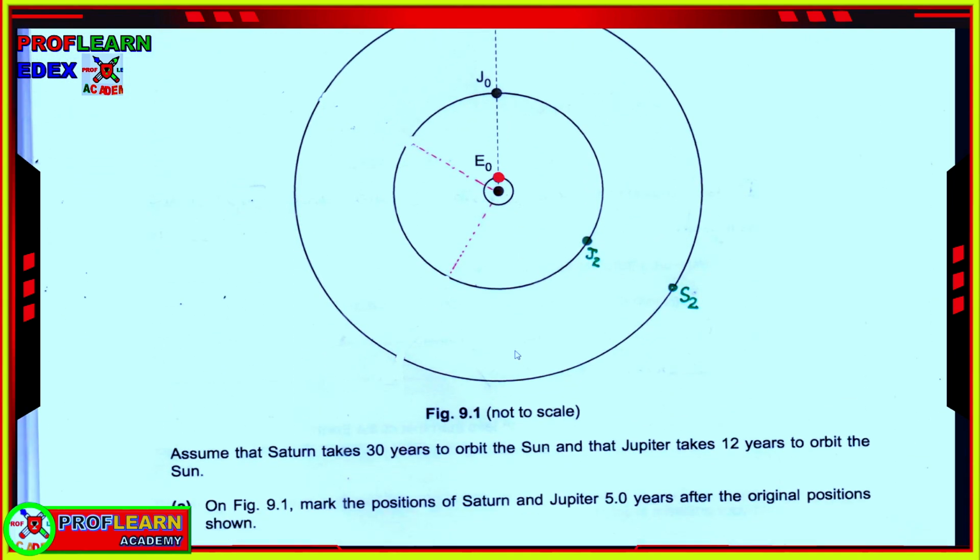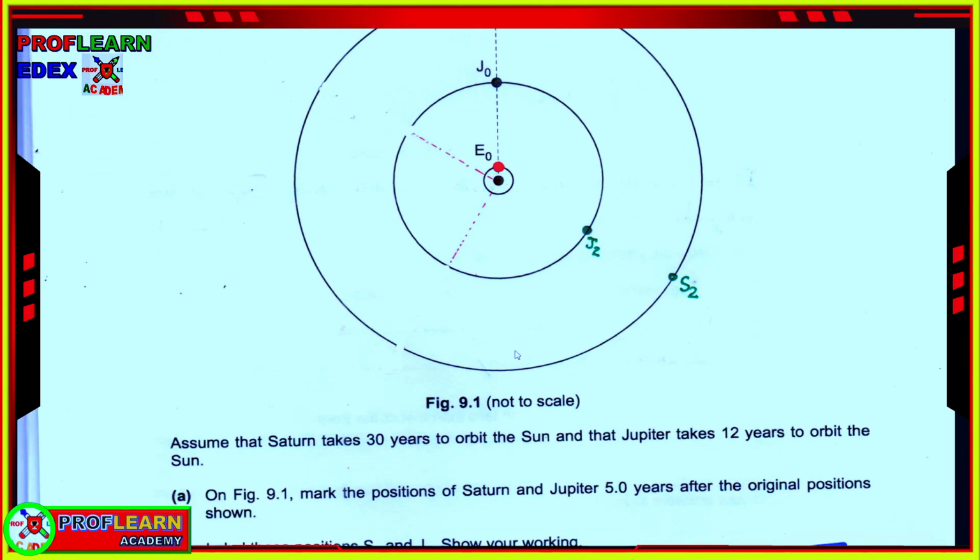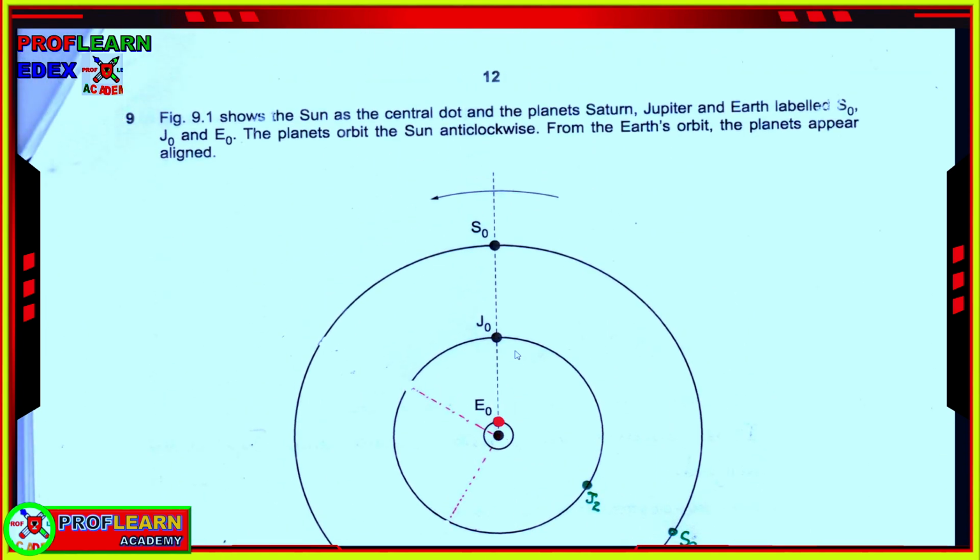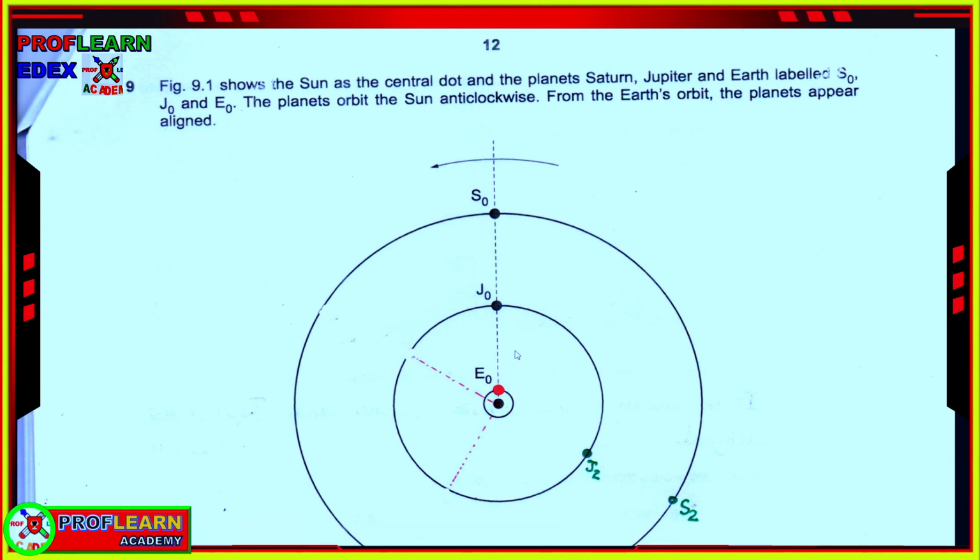We're told to assume that Saturn takes 30 years to orbit the Sun and Jupiter takes 12 years. Which means that the Earth takes 1 year, because if the Earth is taking 1 year, after 5 years it will be making 5 revolutions. After 12 years it will make 12 revolutions, like that.